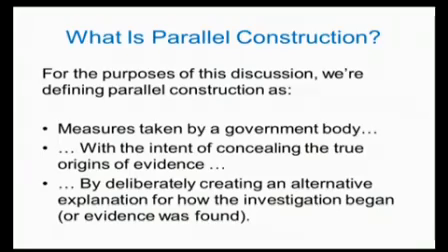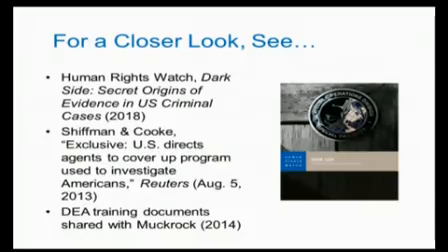So the government engages in tactic A, but they don't want the defense or the judge to find out about tactic A, so they go back and rediscover the same information, or basically restart the investigation by doing tactic B. And I'm going to unpack that, so if you're confused, don't worry.